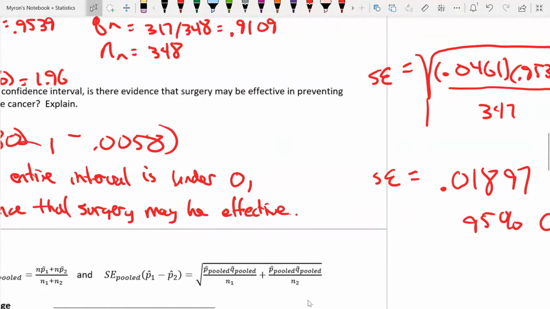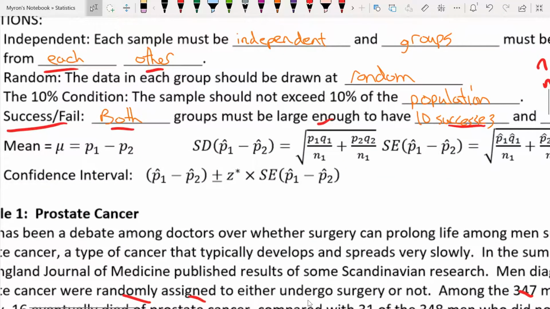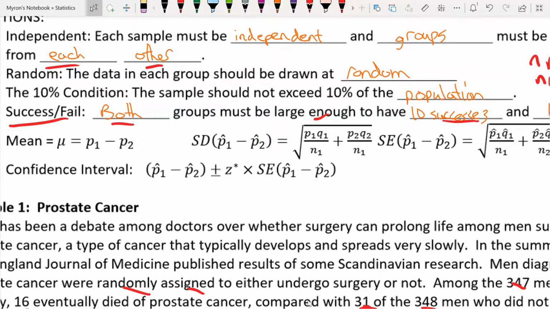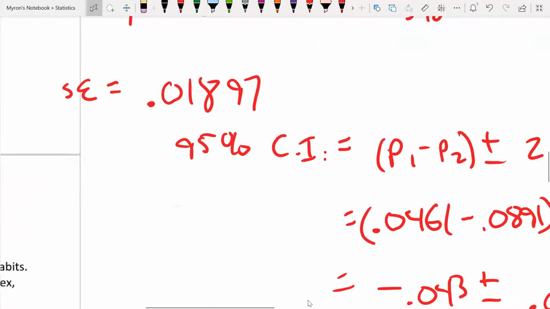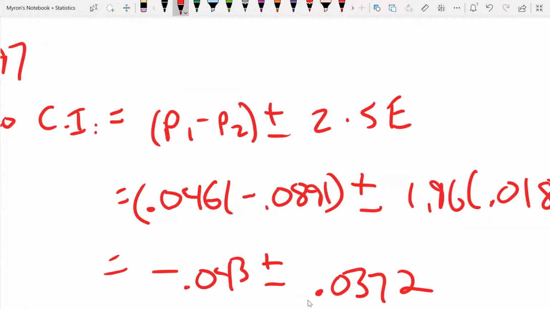And here's my confidence interval formula on the sheet. It is P1 minus P2, because we're looking at the difference between the two, right? And if we can prove that the difference is not 0, then we can prove that the surgery was working, right? So P1 minus P2 is what we're going to do here for the confidence interval. So a 95% confidence interval. P1 minus P2, P1 was 0.0461, P2 was 0.0891.